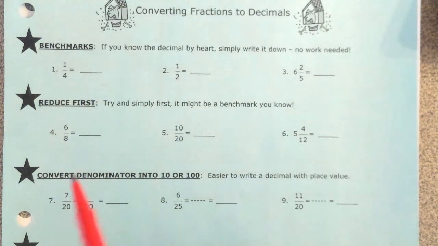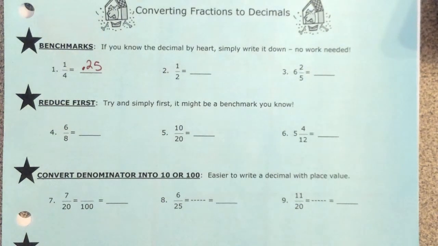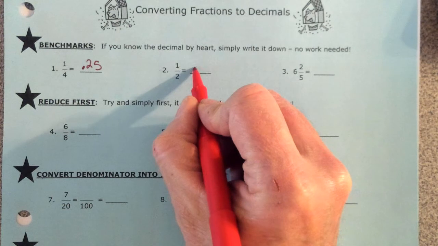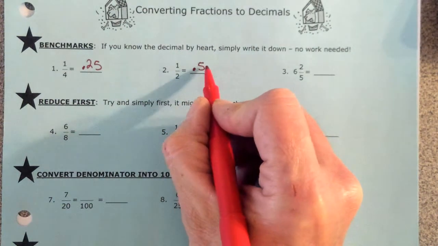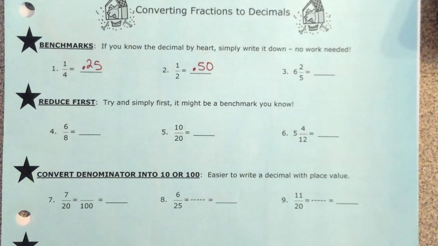If you know 1/4 is 0.25, then you don't have to do any math. 1/4 is a quarter, and a quarter is 25 cents. And then a half is 0.5. If you like, you can put 0.50. If you make it look like money, sometimes it's easier to work with.